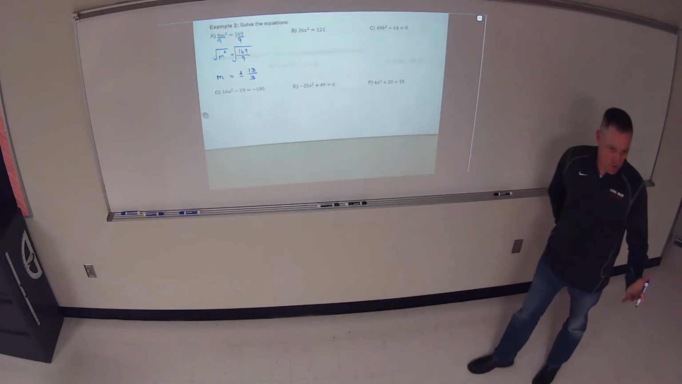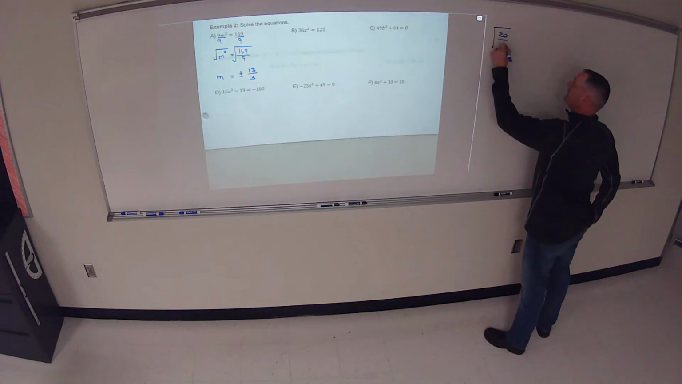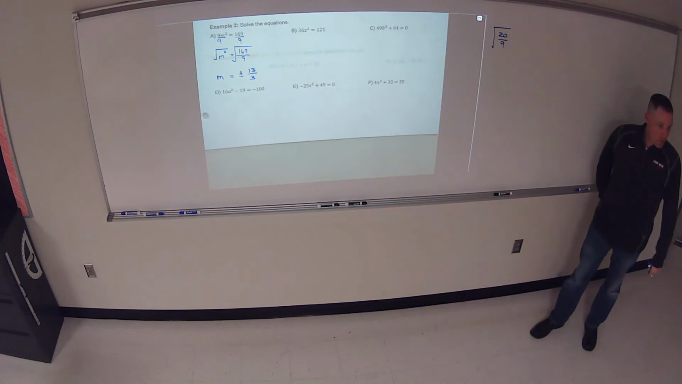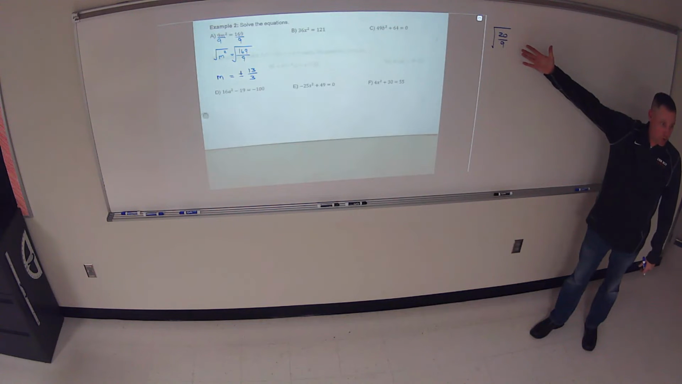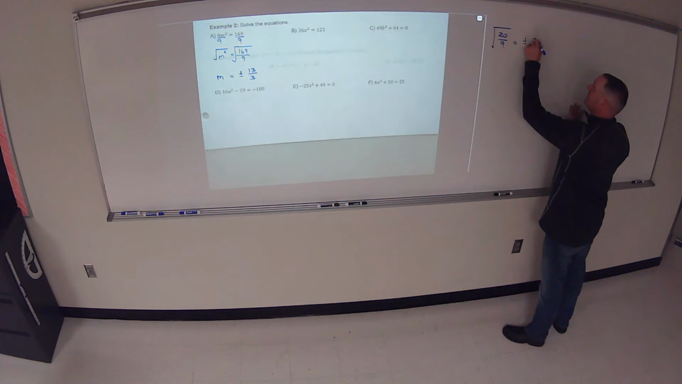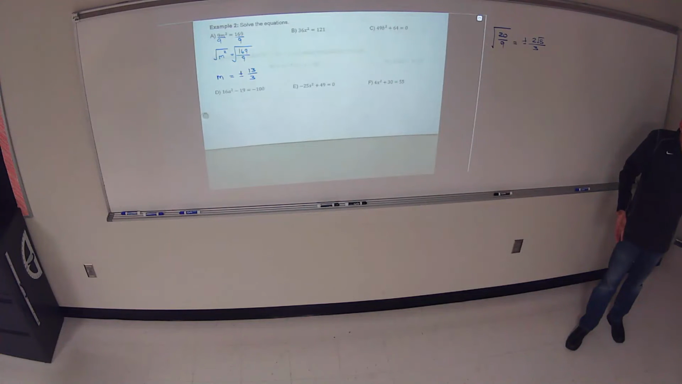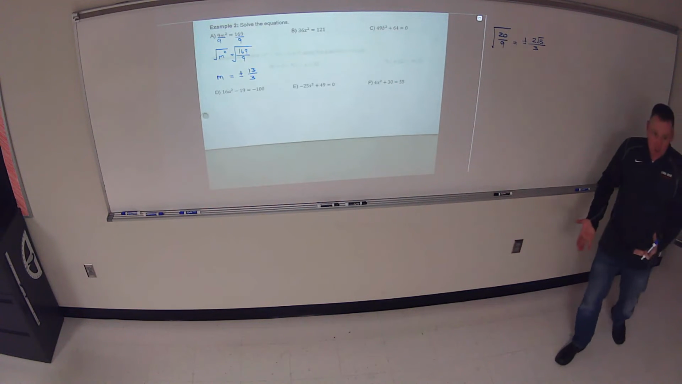I'm going to throw this out there. If you were to get this in part of your work, you're going to need to reduce this. I chose this because this was a problem on your homework last night. You're going to need to make this plus or minus 2 square roots of 5 over 3. We reduce radicals for that purpose. We're not going to reduce radicals and then not use it.